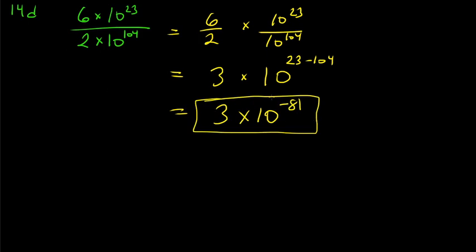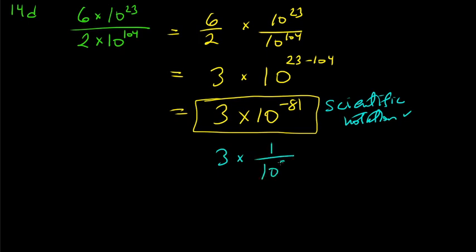Now you might wonder, didn't I say earlier that you're not allowed to have negative exponents? That's true, except in scientific notation. In scientific notation, you are allowed to have 10 to a negative power. So you don't have to write this as 3 times 1 over 10 to the positive 81. It's correct, it's just a little awkward to write it that way. So we do allow for negative exponents, but only in scientific notation, at least in this course. Okay, so that takes care of 14.